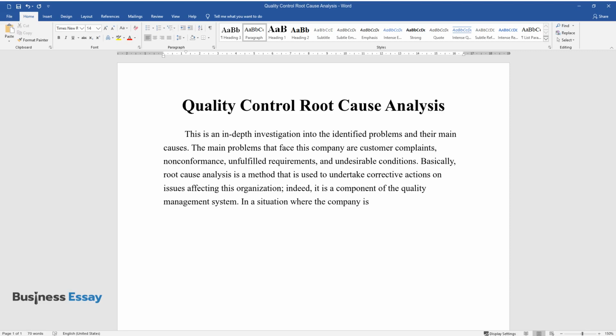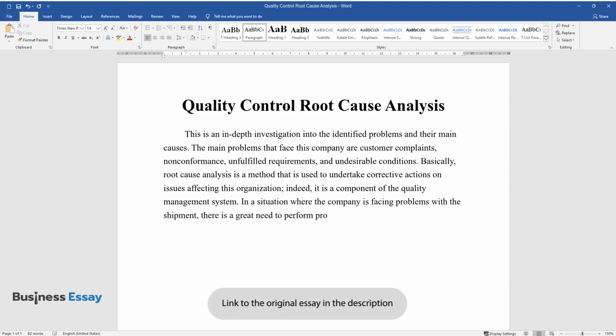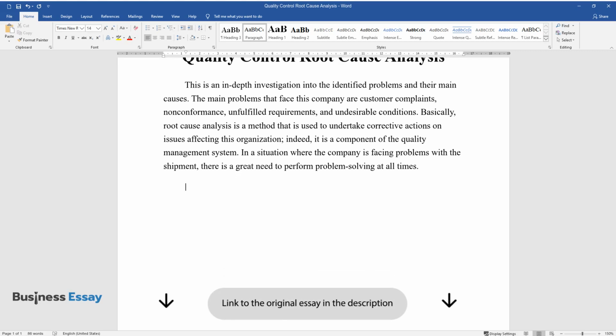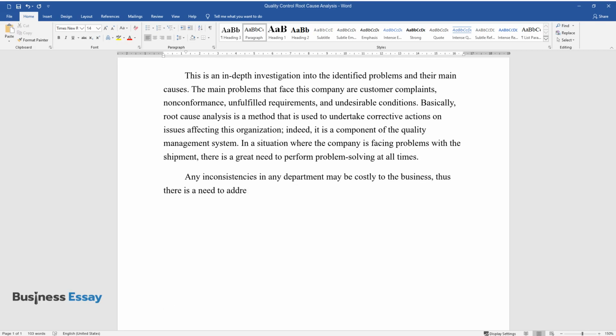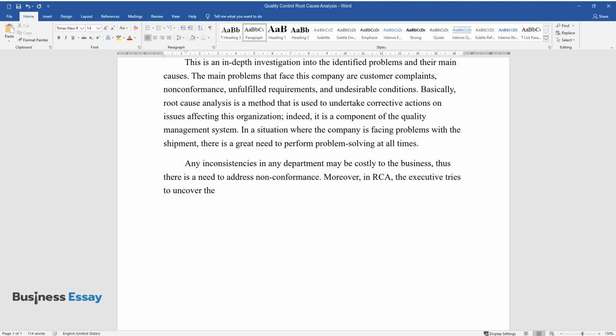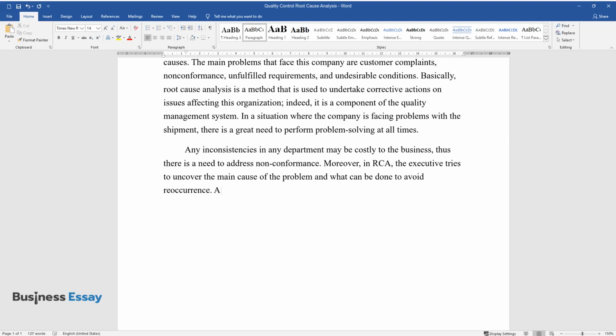In a situation where the company is facing problems with the shipment, there is a great need to perform problem solving at all times. Any inconsistencies in any department may be costly to the business, thus there is a need to address nonconformance. Moreover, in RCA, the executive tries to uncover the main cause of the problem and what can be done to avoid reoccurrence.